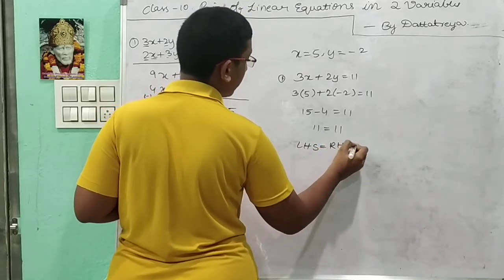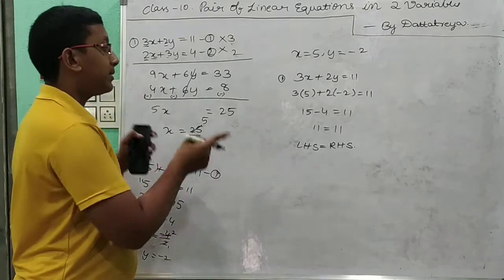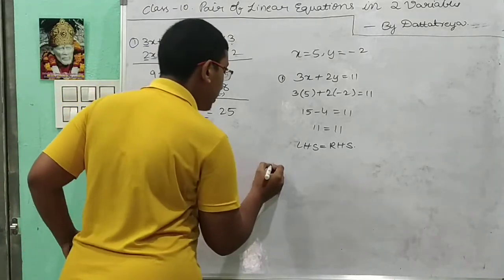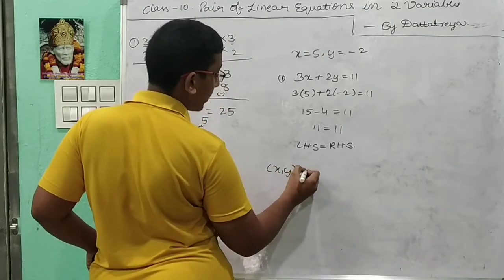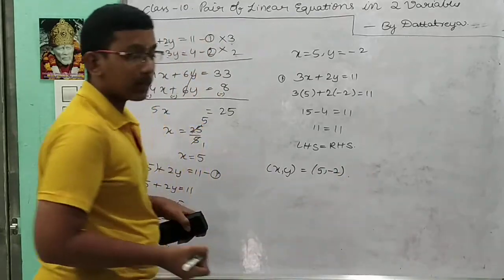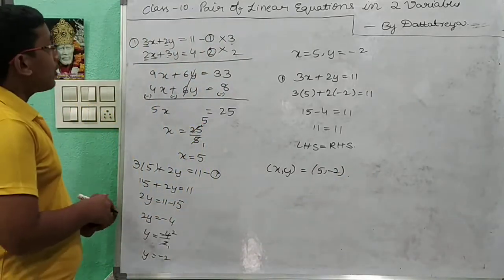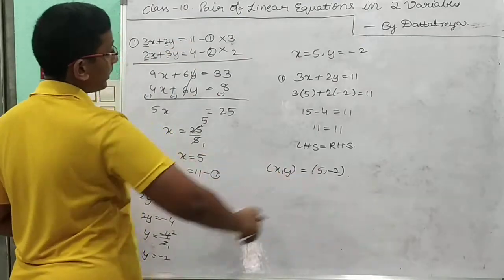What I said before, these equations will contain only one solution. So the solution, you should represent in the form of xy coordinates: 5 comma minus 2 is the solution. Okay, if you do factorization for this also, you will get 5 comma minus 2 only.